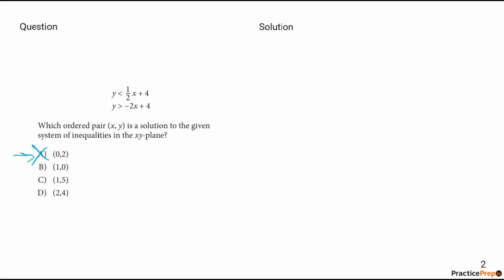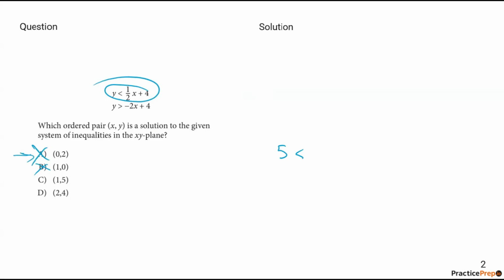Let's try B. So we have 0 is less than 4.5. Indeed, that is correct. So the first inequality is satisfied. And let's take a look at the second inequality. 0 is greater than -2 plus 4. So 0 is greater than 2. That's incorrect. It's not satisfied. So B goes away. Next one, I'm just plugging in here, by the way. I hope you got the hang of it.